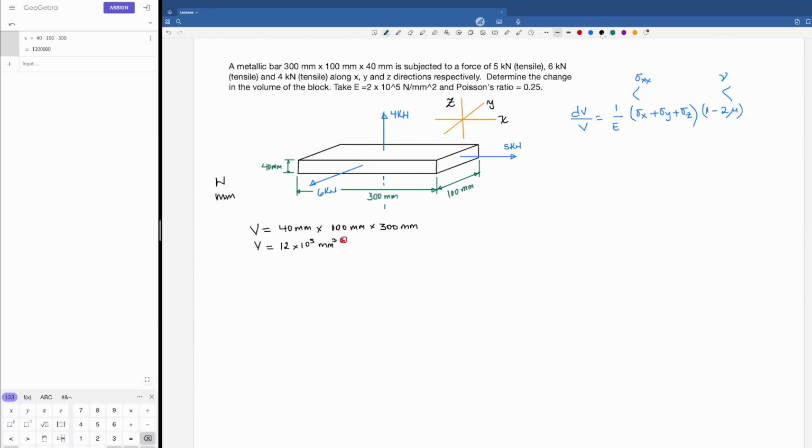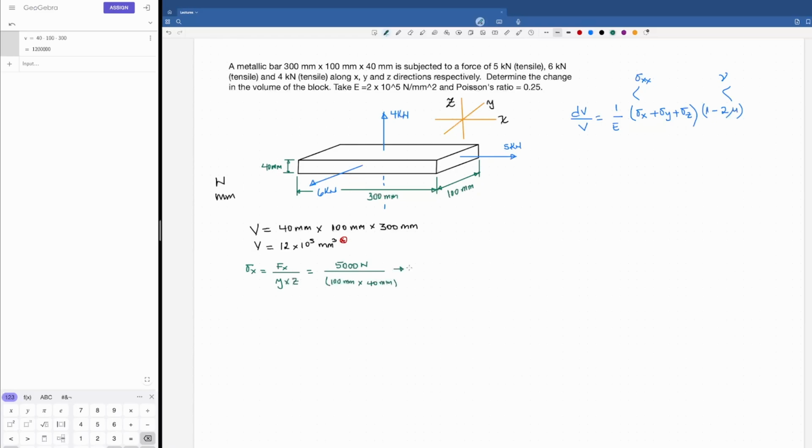Then let's calculate the stress in x. We know the stress in x is the force applied in x divided by the area where this stress is applied. The area is this one here, determined by the length in the y direction and the length in the z direction, so distance in y times distance in z. That's going to be equal to 5,000 newtons, to get the units I want to use, divided by y, which is 100 millimeters, times z, which is 40 millimeters.